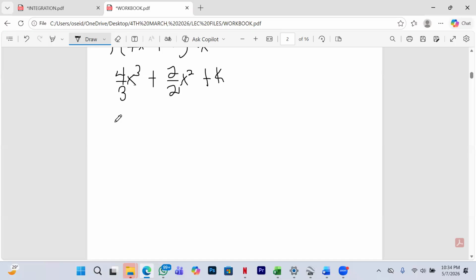So you are going to get 4 over 3 x cubed plus, 2 goes into itself, so plus x squared plus what? k. Always take note that k is always what? Positive. So this is the solution to the second question.